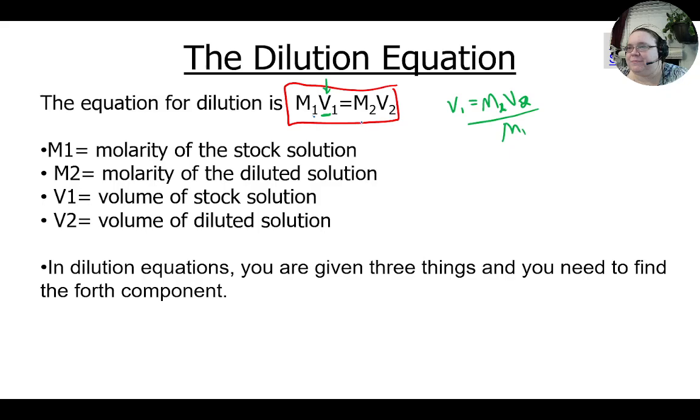Sorry. So I'm trying to find M2. We know the other three variables. Well, to find M2, we get M2 by itself. That means I divide both sides by V2. So M2, my final molarity, would equal M1 V1 over V2.